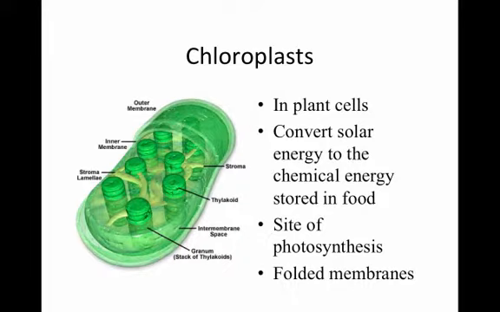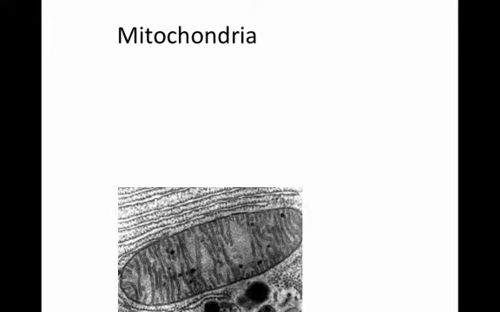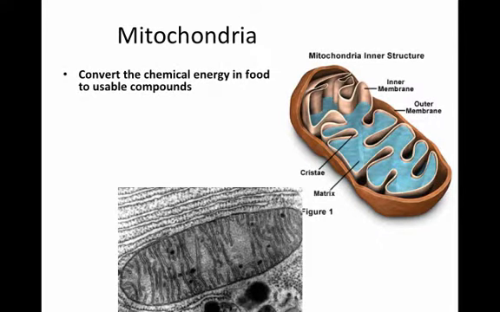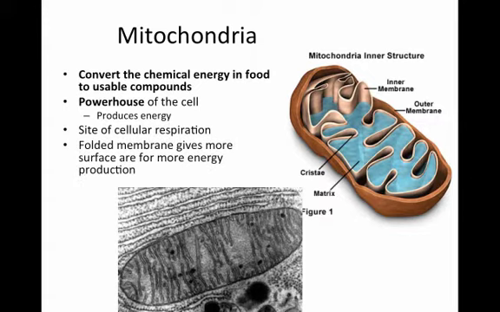Chloroplasts and mitochondria are unique complex organelles. Both have folded membranes on the inside to increase efficiency. The chloroplast converts solar energy to the chemical energy stored in food, which is normally glucose, and it is the site of photosynthesis. The mitochondria converts chemical energy in food to a usable compound. It usually breaks down glucose and makes ATP. It is the site of cellular respiration, and oftentimes called the powerhouse of the cell.